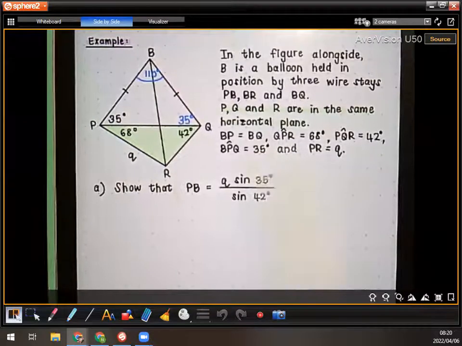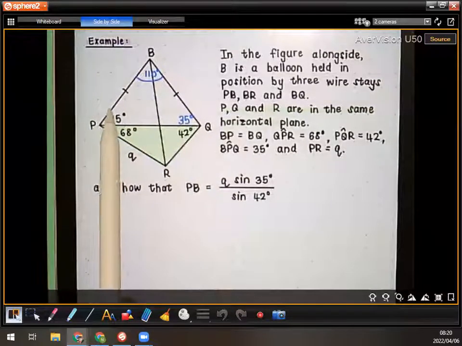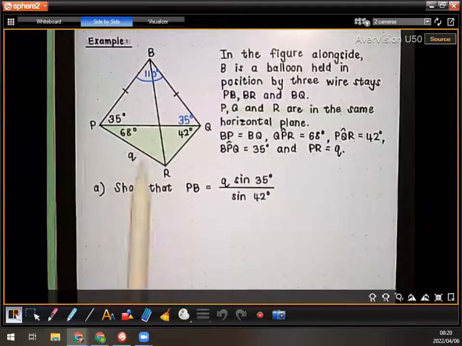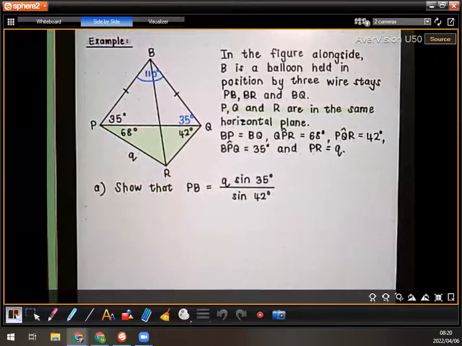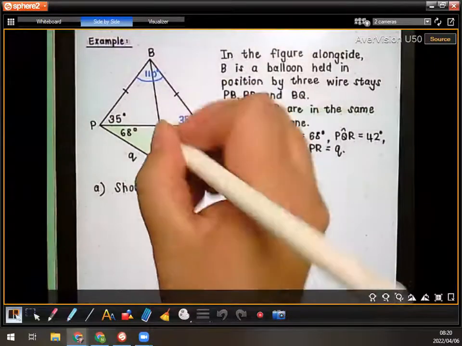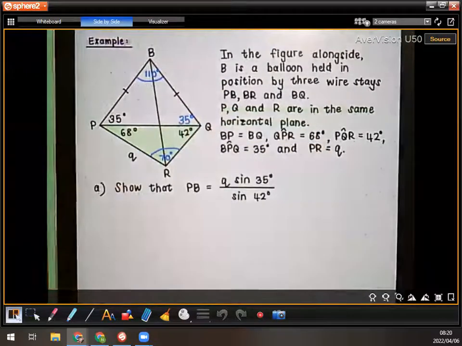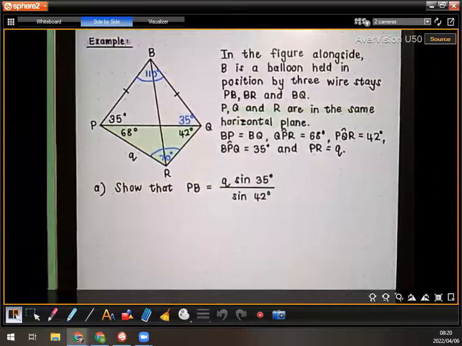Okay, next up they're saying QPR is 68. We have that. PQR is 42 degrees. BPQ is 35. Okay, we've already used that. And then PR, that line is equal to Q. Okay, so everything is filled in on the diagram. We can also calculate this angle here at the bottom. What is that? Is it 70? All right, so angle PRQ there at the bottom is 70 degrees. And that is now in the horizontal triangle. Okay, the triangle that's actually on the ground.